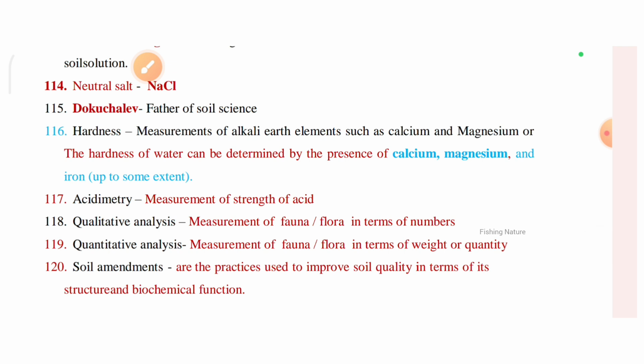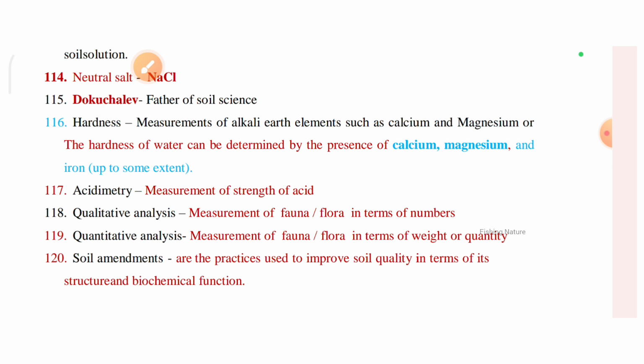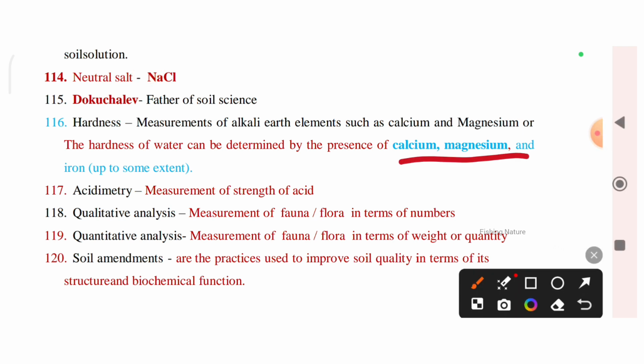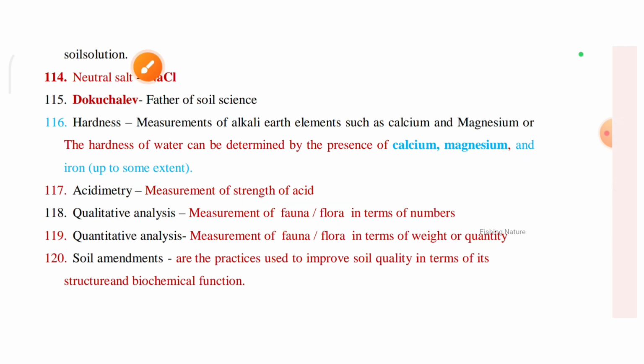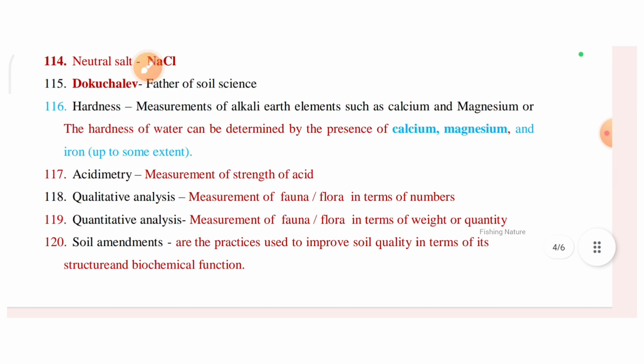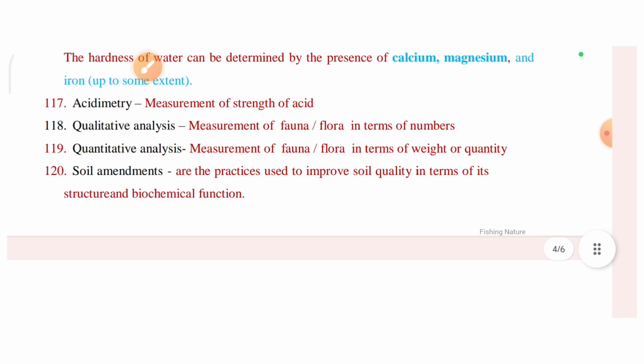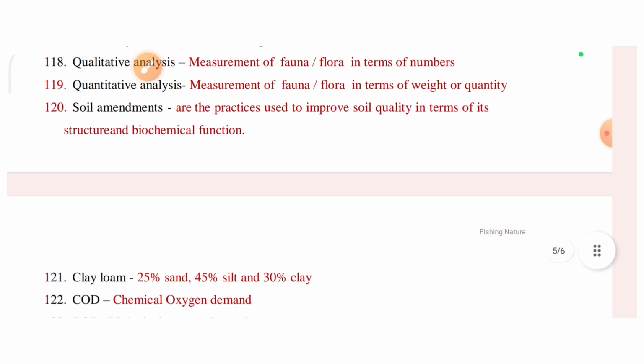Hardness is a measurement of alkaline earth metals such as calcium and magnesium. The hardness of water can be determined by the presence of calcium, magnesium as well as iron. Acidimetry is a measure of the strength of an acid. Qualitative analysis is the measure of flora or fauna in terms of numbers. Quantitative means weight. Remember this: quality is measured in numbers, quantity is measured in weight or quantity. Soil amendments are practices used to improve the soil quality in terms of its structure and biochemical function.